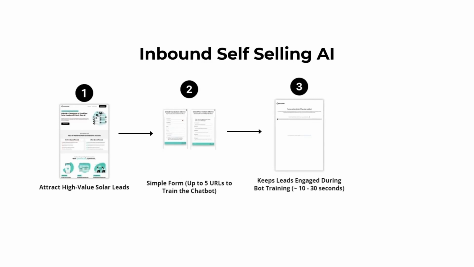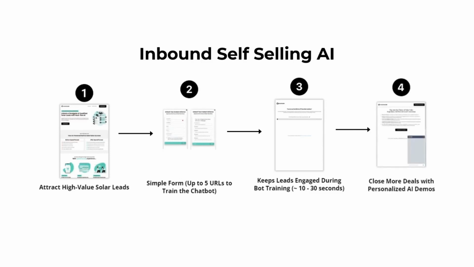And what this is for is to keep them engaged. There is a progress bar as well as some funny little sayings that go across the screen, and that is to keep them engaged and entertained while their website is being scraped. And so the bot can be trained on their data and be very personalized. And then after that is done, it normally takes 10 to 30 seconds. They are forwarded to another page in which a chat widget will pop up, and they'll have an interactive demo instantly. Included in the plans are an unlimited amount of inbound self-selling AI.